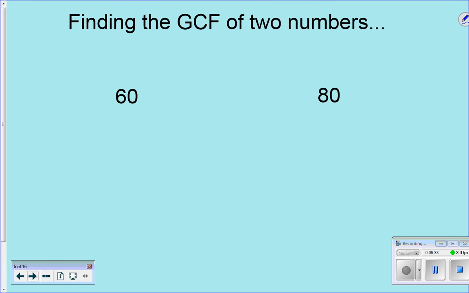Okay. So what we're going to do is we're going to find the GCF of two numbers now. Now, I don't want you to do both of them. This side, you do 60. This side, you do 80. That way we don't have to do both of them. I'm going to show you why you can't do that now.